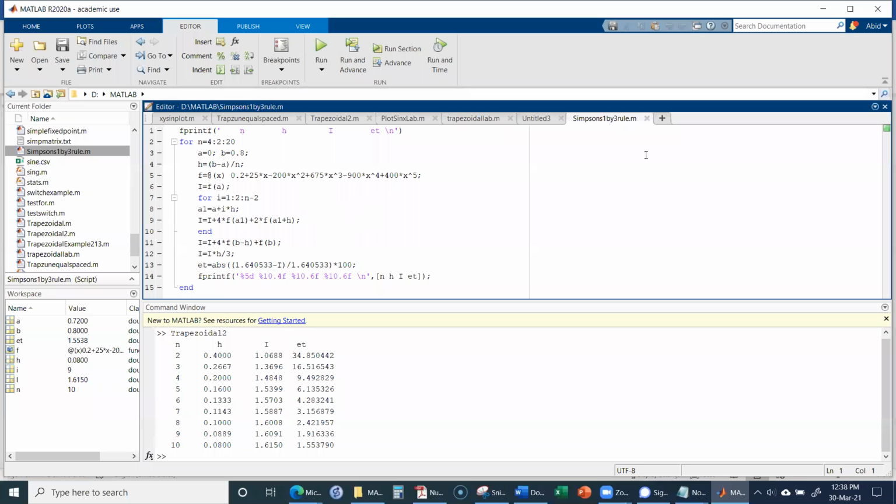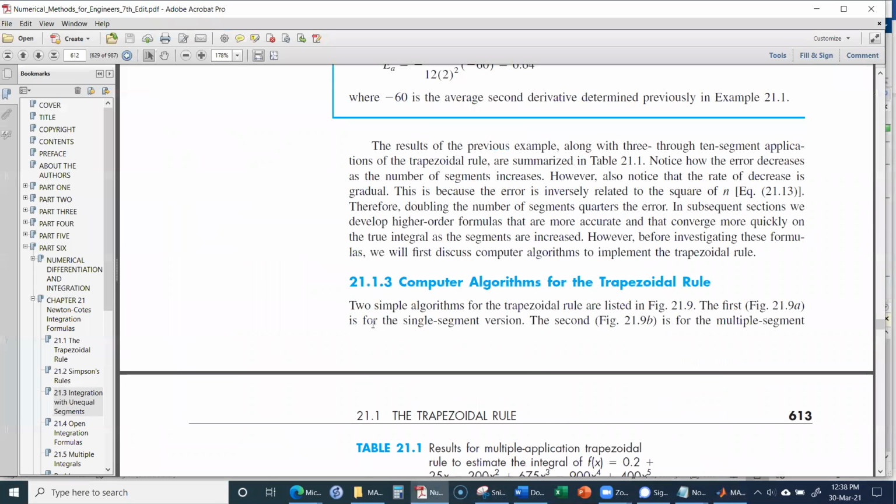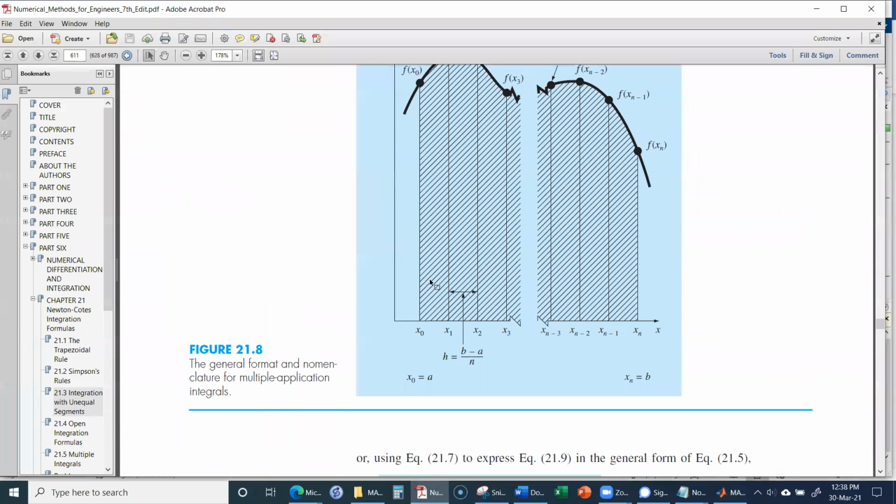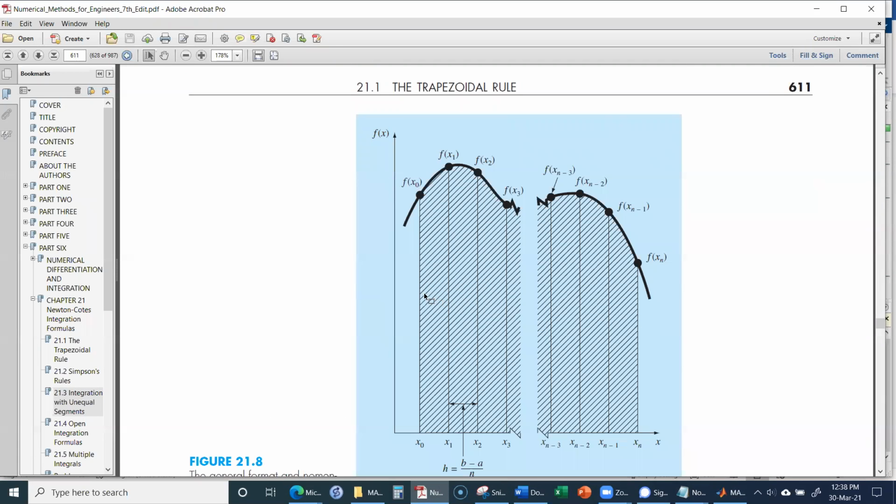So for Simpsons 1/3 rule, I have applied this for loop first. I took the value of n from 4 to 20, so for different values of the number of segments. For example, here we have these segments: one segment, second segment, third segment. So different number of segments for this rule.